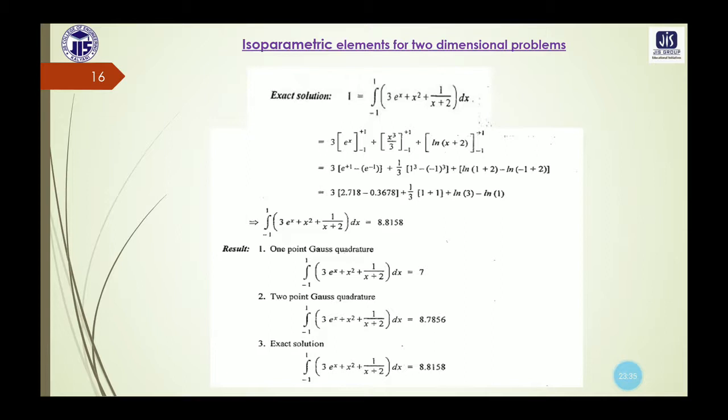So now we have written the final result here. The value of the given integral using the 1-point Gaussian quadrature is coming as 7. Next, using the 2-point Gaussian quadrature, it is coming as 8.7856, and the value of the given integral in case of the exact solution is 8.8158.